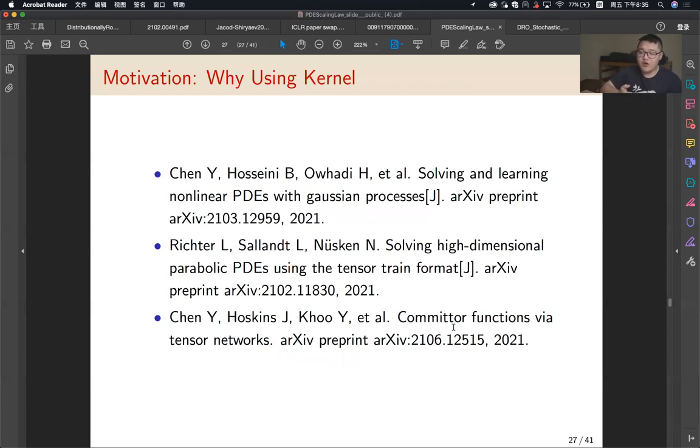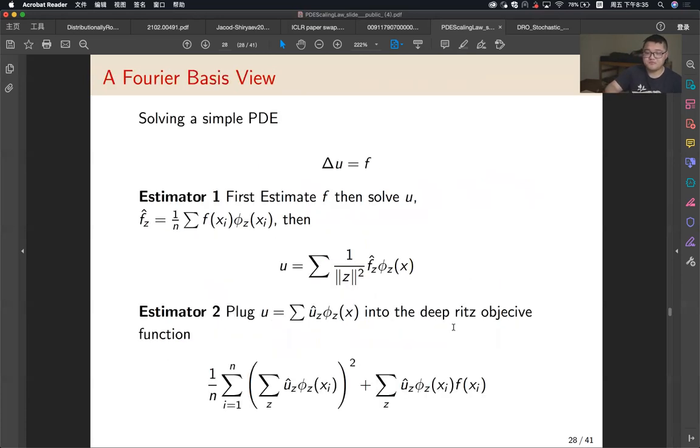And once you go to the kernel regime, the whole problem becomes a linear problem, so we can decompose the error here very easily. So let's see what happens. Let's use a Fourier basis view. Let's consider two estimators for this PDE. The first estimator is that you first estimate your right-hand side function f. Then I directly solve this PDE, like I can solve this PDE exactly. Let's consider a very simple case. The case is that this is a PDE over a square.